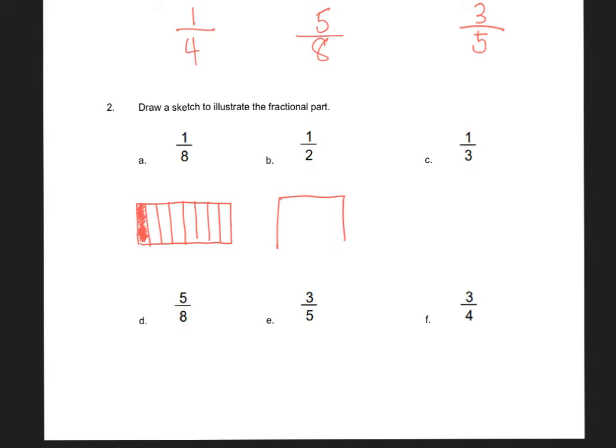If I want 1/2, I only need 2 pieces, which means I'm going to cut the 1 in half, and I'm going to just shade one side to get 1/2.